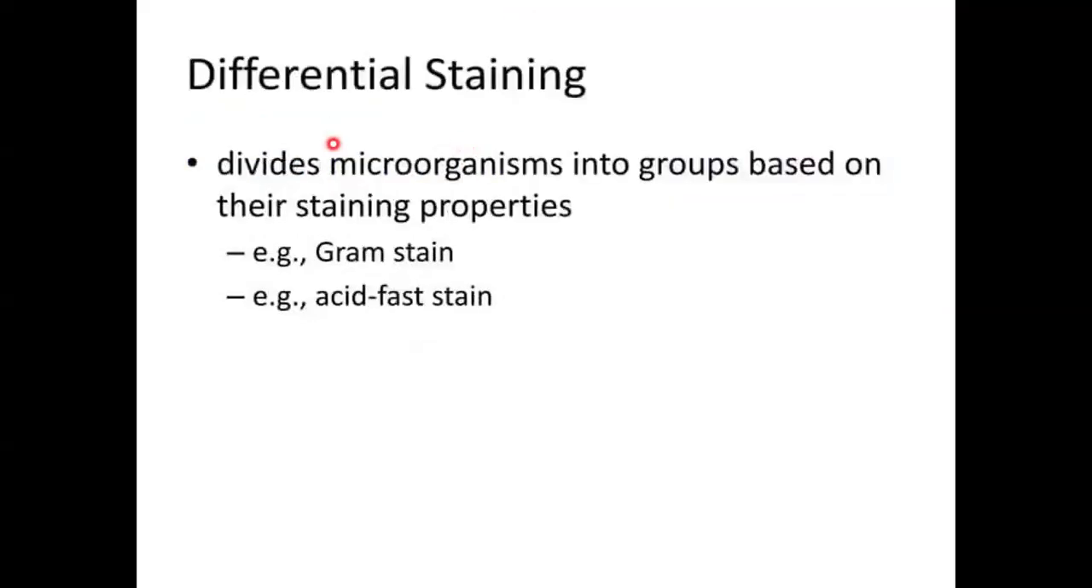Then we have differential staining. So when you hear the word differential, know that these bacteria grow with different patterns. So here we are observing the pattern in which they grow. Okay, so it divides microorganisms into groups based on their staining properties. So it can be gram stain, it can be acid-fast stain, etc.